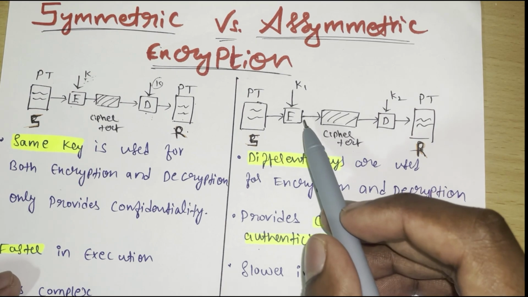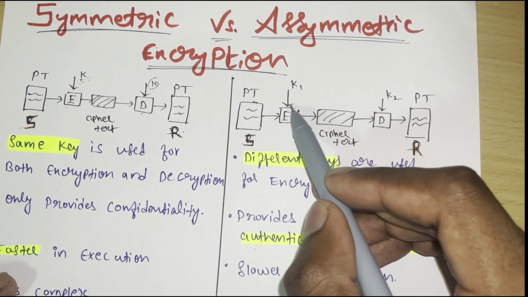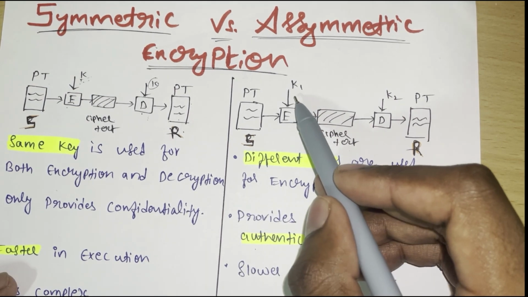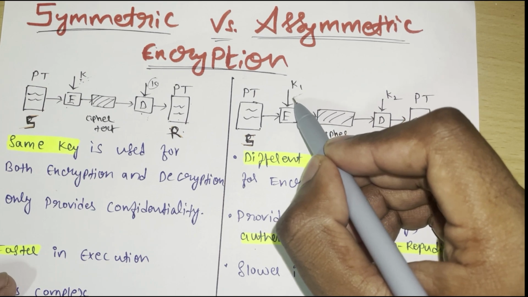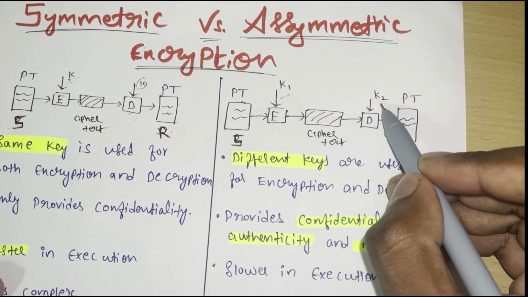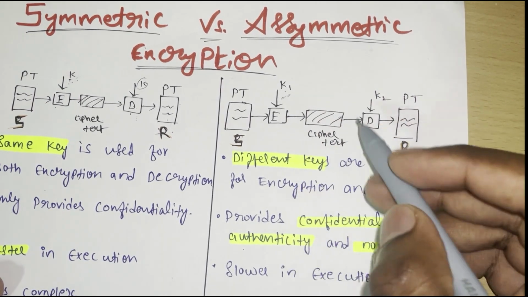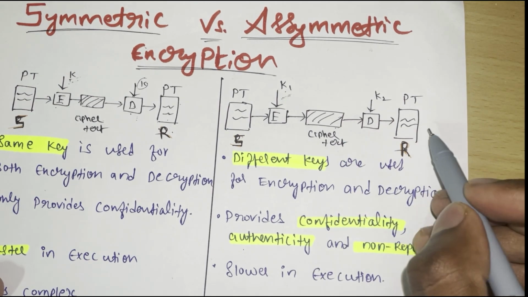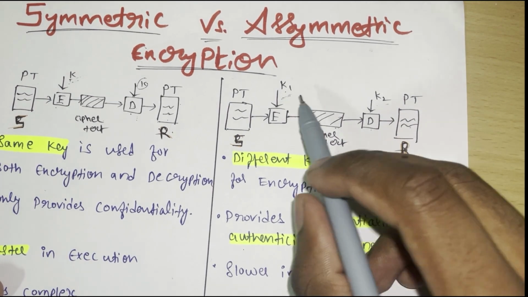Now comparing with asymmetric key encryption, what happens here? The same process, except that at the encryption technique, we use a key which is not the same to decrypt the same ciphertext. Here to encrypt, we use K1. To convert from the ciphertext to the plain text, that is decryption, we use K2, which is different from K1.